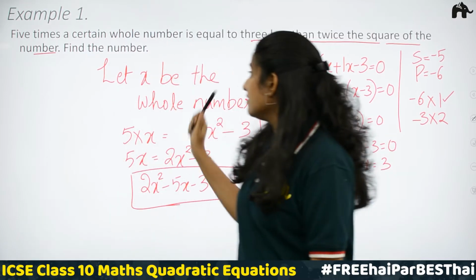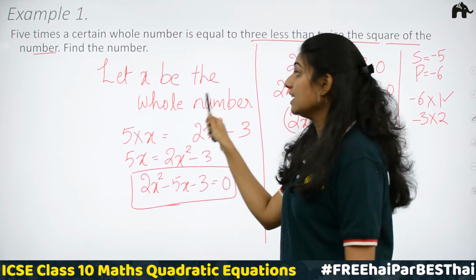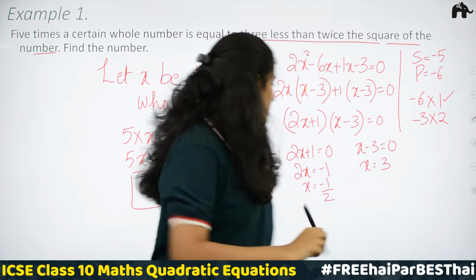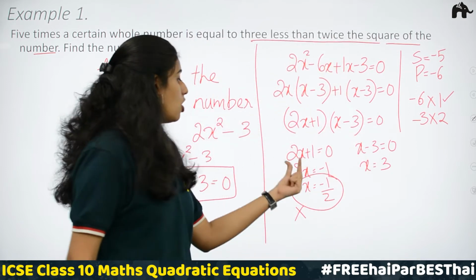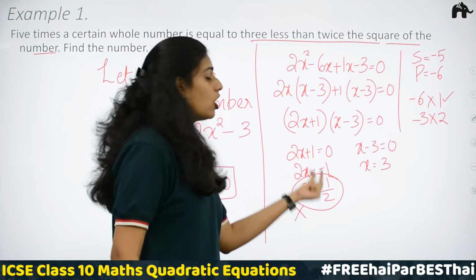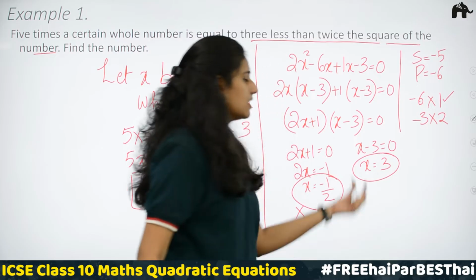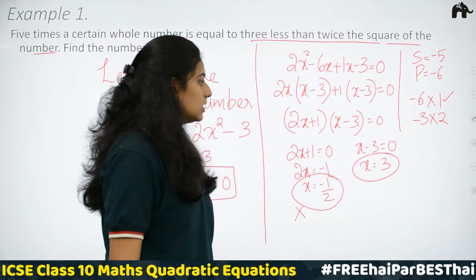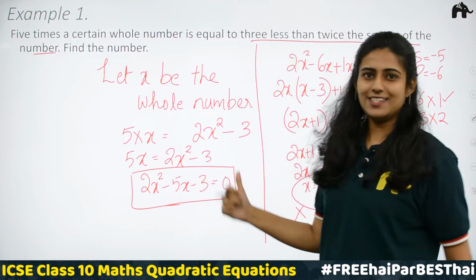Now here it is given that a certain whole number, we have taken x as a whole number. In that case, we cannot take this value because the value of x cannot be negative. It cannot be a fraction. So reject this value. The only possible value of x is 3. x is equal to 3. The required whole number is 3. Clear?